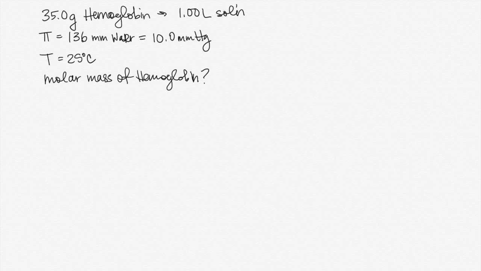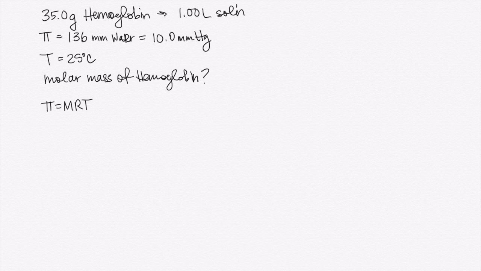So we're going to use our equation for osmotic pressure, pi equals MRT, to calculate M, which is the molarity. And then we can use the mass that we have per volume and compare it to our moles per volume to get our molar mass. Essentially, molar mass is just grams per mole. So if we know the grams and we know the moles, we can find the molar mass.